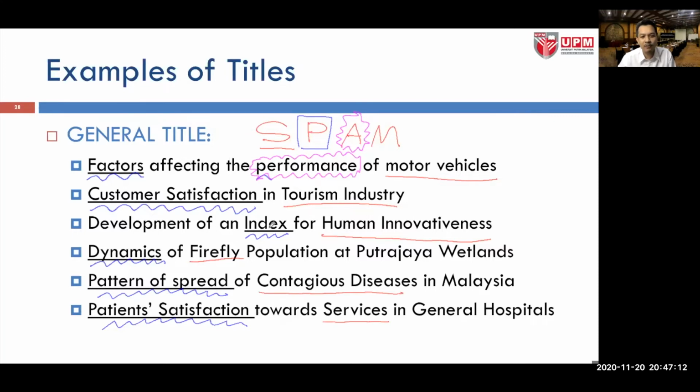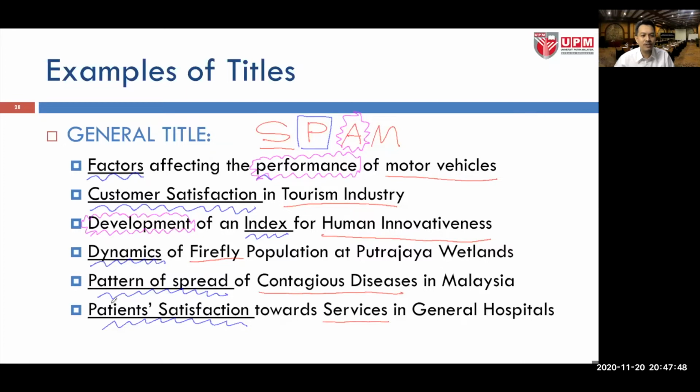Development of an index for human innovativeness. Basically, the development is the performance. Maybe some of you say, why is development a performance? Later you will see why. Dynamics of firefly population at Putrajaya wetlands, we do not have. Some people say population is the performance, but actually not, and we do not have any performance there. Pattern spread of contagious diseases doesn't have any performance there. Patient satisfaction towards services in general hospital doesn't have any performance.